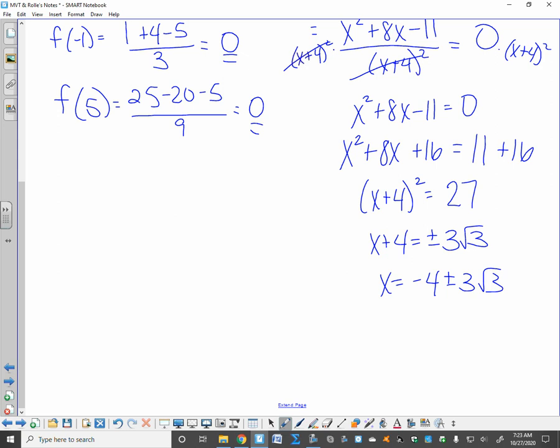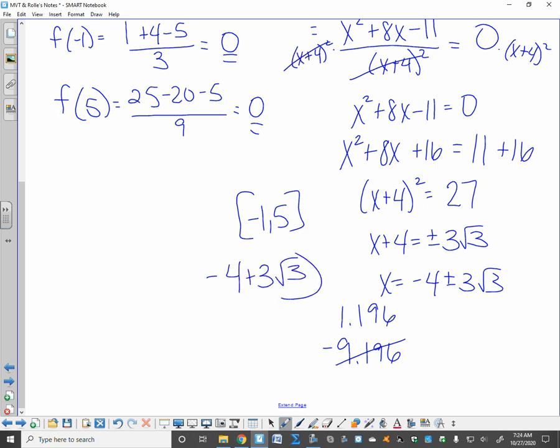Okay. But I don't know if I get to keep both of them. So I need to go to my calculator and I need to type in -4 plus 3 root 3 and get a decimal. I need to do -4 minus 3 root 3 and get a decimal. My interval is from -1 to 5. My decimals, I got 1.196 and I got a -9.196. Obviously, I can't keep him. So -4 plus 3 root 3 is the one I get to keep.